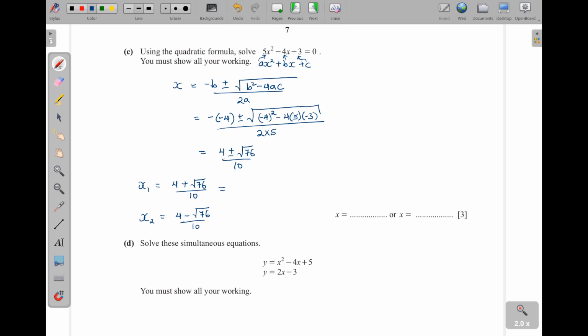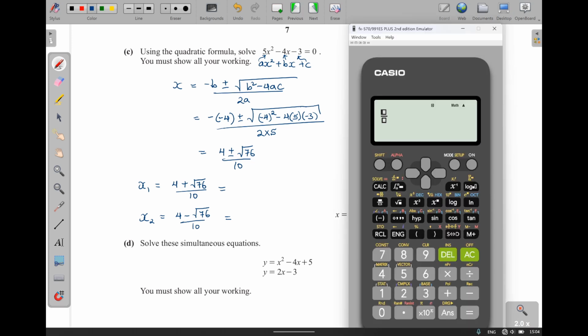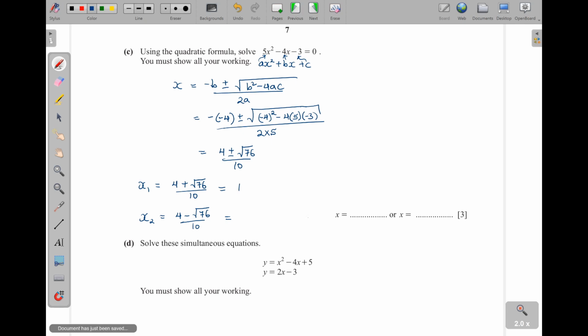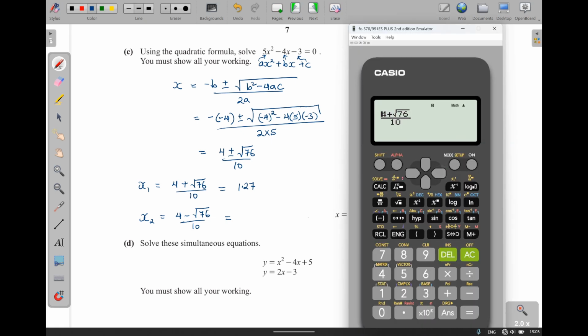Then what do we get? Then we put this in the calculator. You can have 4 plus root of 76, then down here you have 10. And we are going to have 1.27 to 2 decimal places. And then the other one will just come here and then change this sign to a minus. And this one gives us negative 0.47.